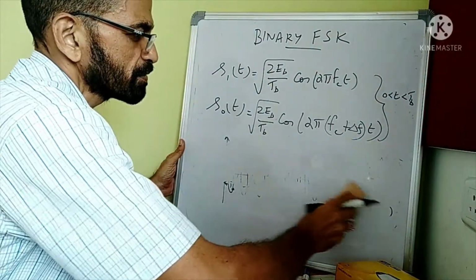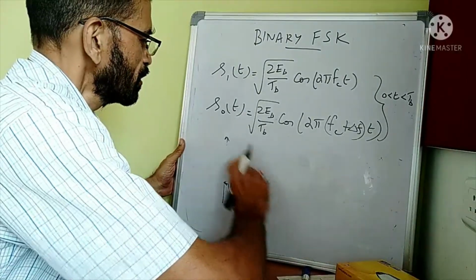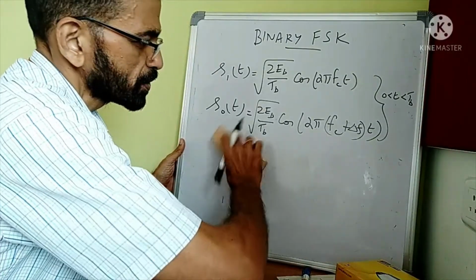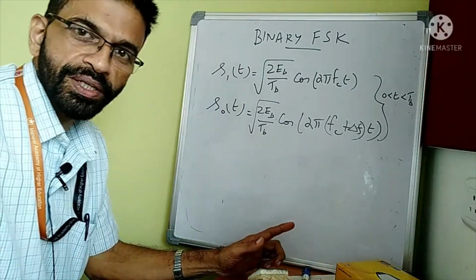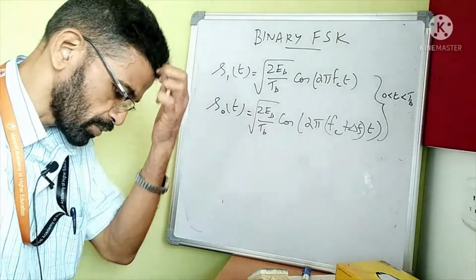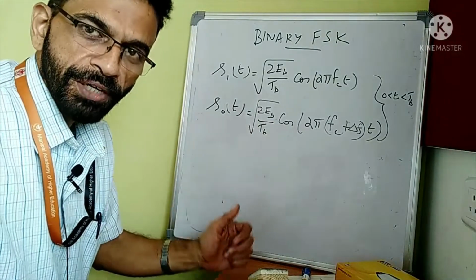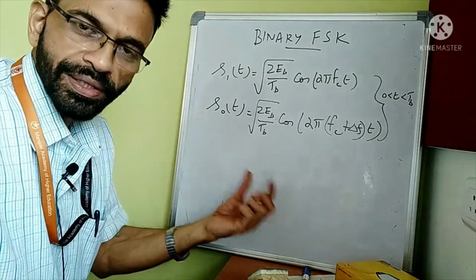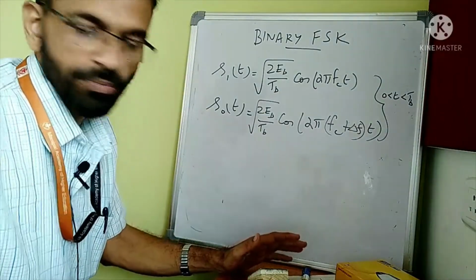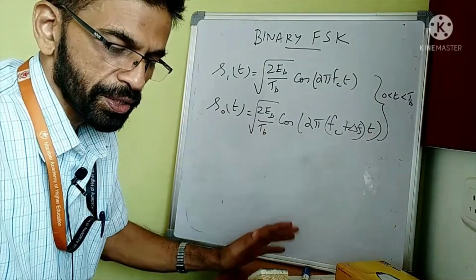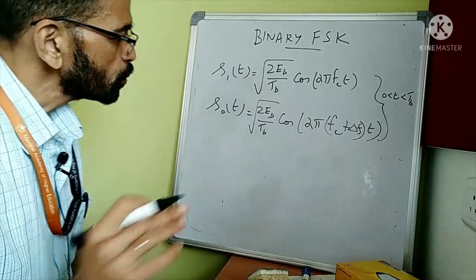And again, in practice, Fc will not just be 3 by TB, it will be several tens or even hundreds times 1 by TB. And delta f will still be 1 by TB. We can still have 1 by TB and have the two signals orthogonal. And keeping delta f as 1 by TB, as I said, results in a lesser bandwidth for the signal compared to delta f being say 2 by TB or 3 by TB.